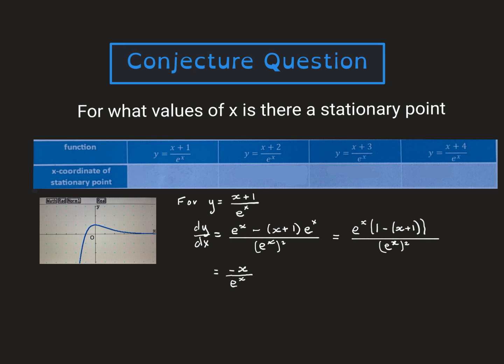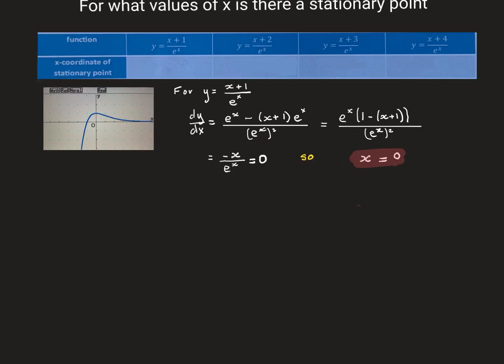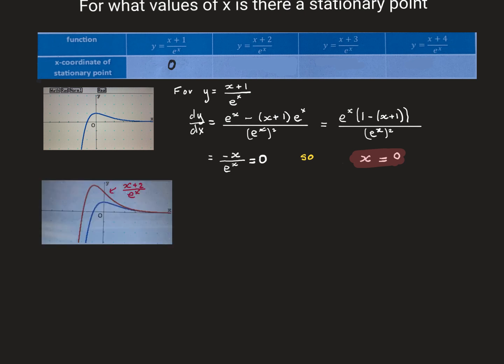But we want the gradient to be equal to 0 if we are to find the stationary point. So x is the coordinate of the stationary point. And we can fill in the table and say that x coordinate is 0. Similarly, if you have a look at the graph of x plus 2 over e^x, which is in red here, you'll see that it also has a stationary point, and this stationary point is moved slightly to the left.